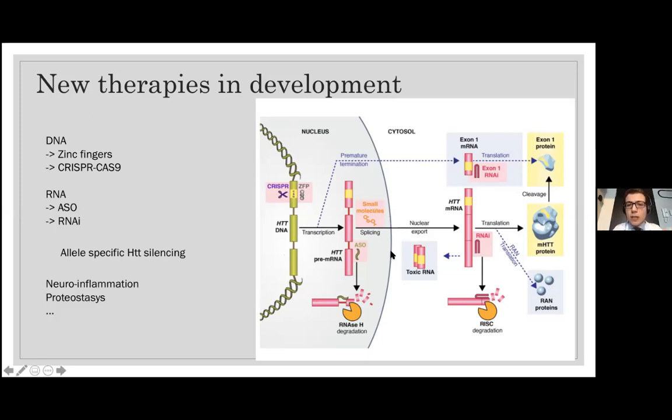So for instance, if the mutated allele comes only from the father, you can develop an ASO specific for that allele so as to preserve the good allele. That's important because the HTT gene has functions, and it's important for brain development. It's actually embryonically lethal if you switch it off. So usually this would be therapies for adults. There are also other therapies being developed that focus on neuroinflammation and proteostasis and many other mechanisms.